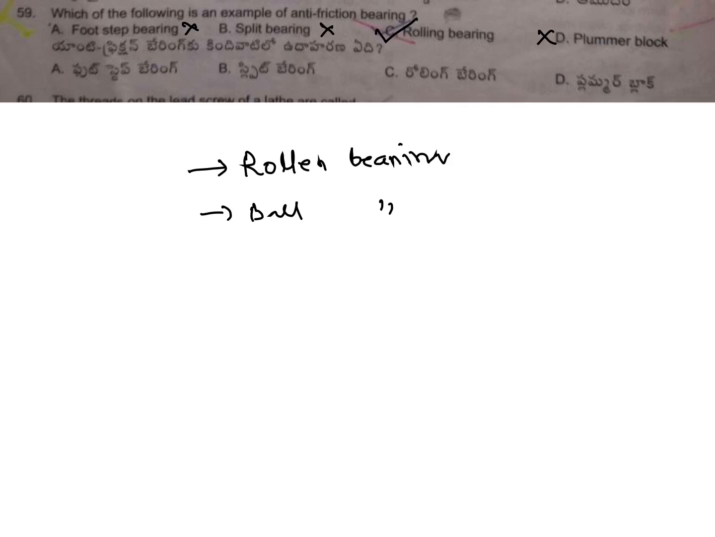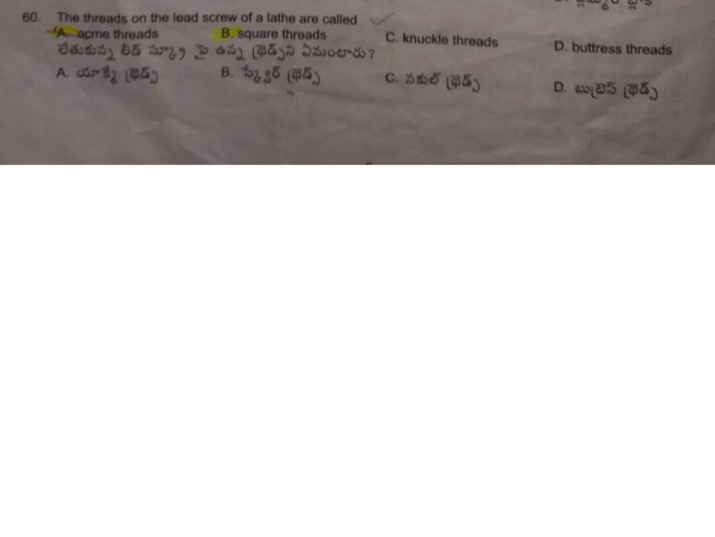The threads on the lead screw of a lathe are called: A acme thread, B square thread, C knuckle threads, D buttress threads. This is a very important question, asked many times in other examinations. So the answer is acme threads.